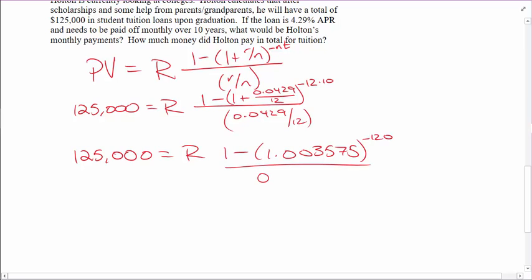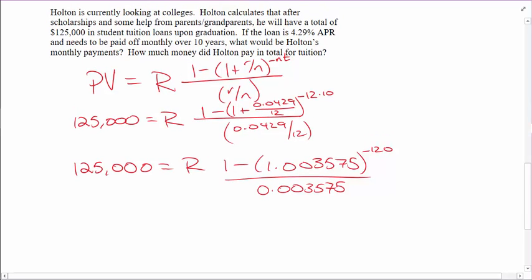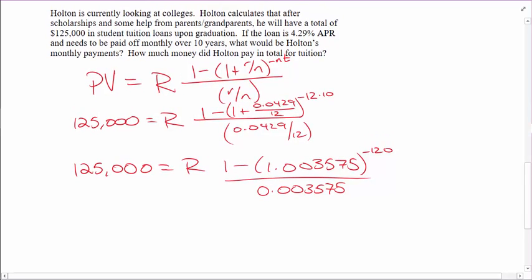In the denominator, we're going to have 0.003575. Be careful not to round mid-problem, because that's going to lead to larger rounding errors by the end of the problem. I would now take to the negative 120th power 1 minus that quantity, divided, and then divide that over into the 125,000. That might be a couple steps there. I get regular payments here of $1,282.86.